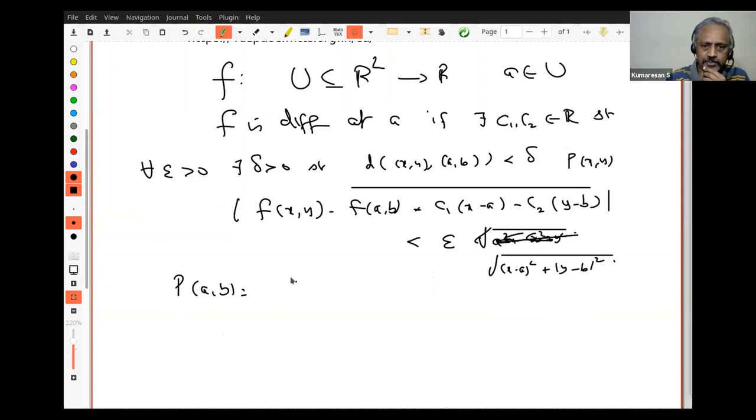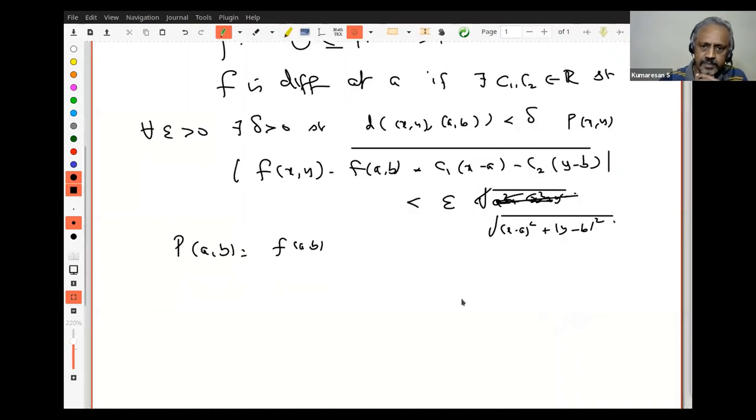So, what is P(a,b)? If this is P(x,y), P(a,b) will be, this is a constant here, x equal to a, therefore this is 0, this is 0. Therefore, it is f(a,b). So this is a polynomial of first degree in x minus a and y minus b. Right. Okay. That's what we said.